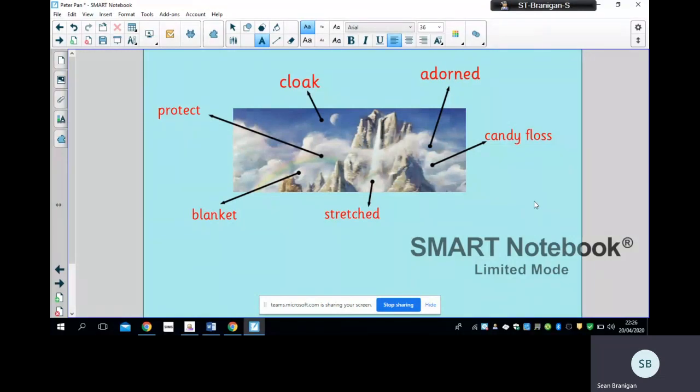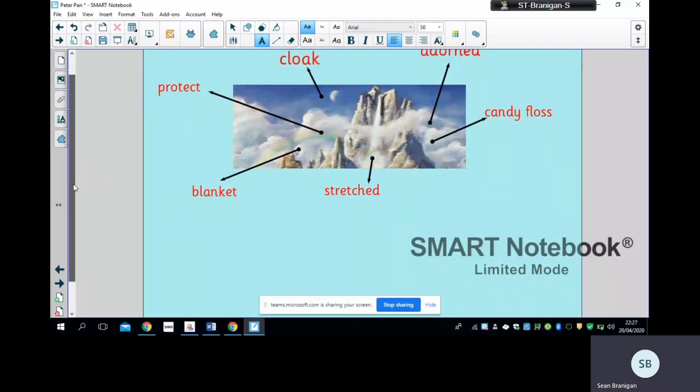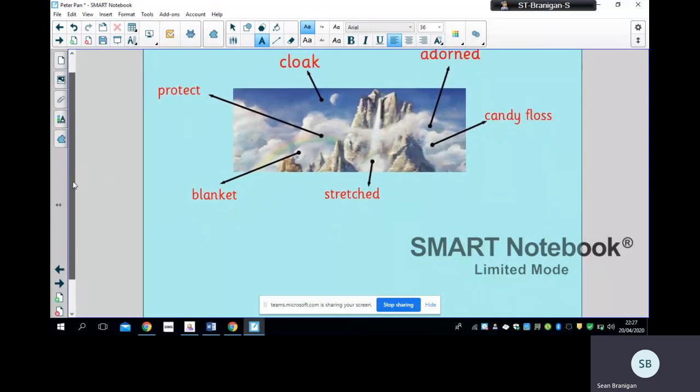Adorned means decorated. I don't think that's probably the best one to use. And candy floss as well. I actually asked my partner for her example and she said candy floss, but I'm not going to use that one. The ideas that you write down at the start may not be the ones that you go with. You may think of a better one as you go along. There's nothing wrong with using any of those. I think for my personification example, I am going to go for, I've already used stretched, protect.